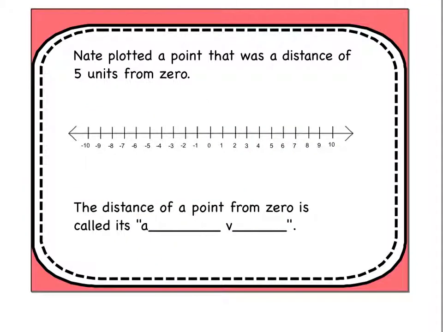This first page says that Nate plotted a point that was a distance of 5 units from 0. So his two options would be negative 5, it's a distance of 5 units, or positive 5, which is also a distance of 5 units. The distance of a point from 0 is called its absolute value.